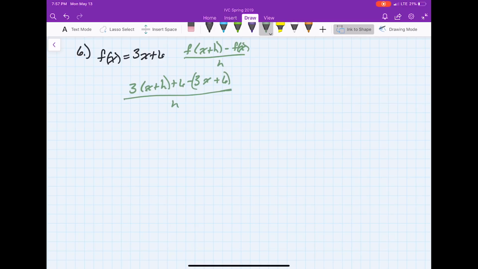So the next thing I'm going to do is distribute out this 3 on the top, this first one. So I'll end up with 3x plus 3h plus 6. Now I'll distribute this negative 1, so negative 3x minus 6. And this is all over h. Now the 3x and the minus 3x will cancel out. The 6 and the minus 6 will cancel out. And then, of course, this h will cancel out, which will leave us with just 3.